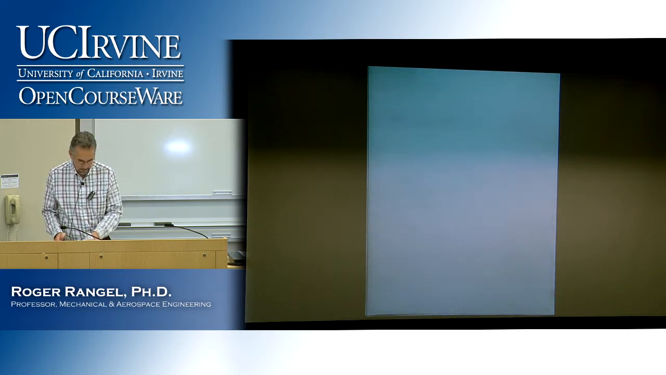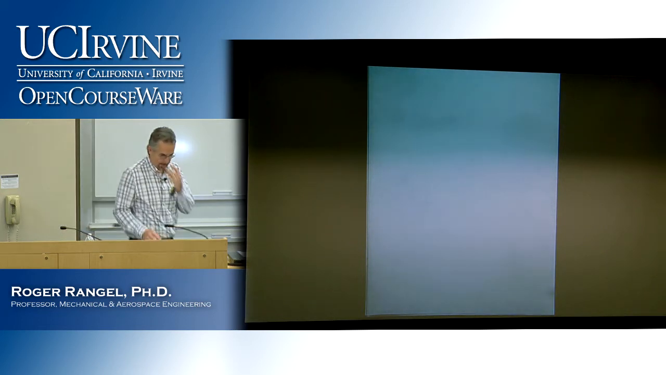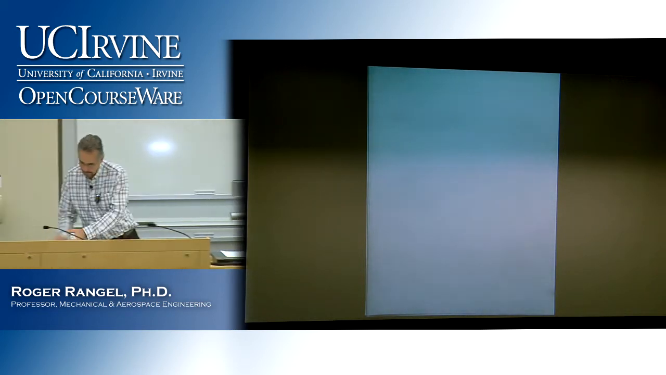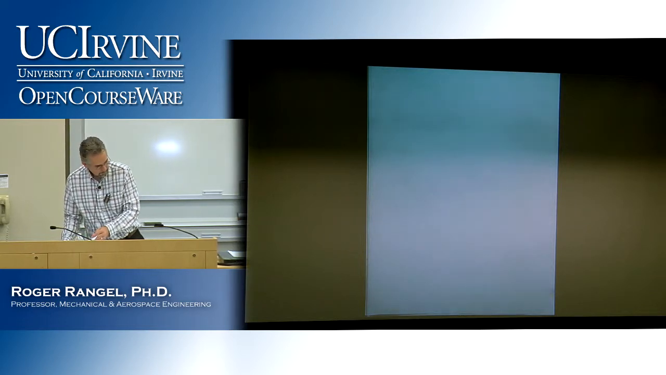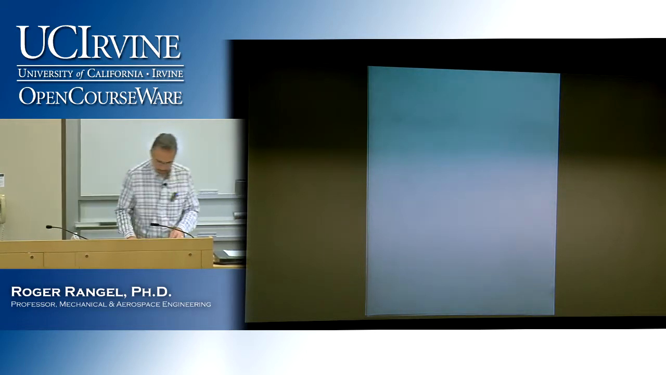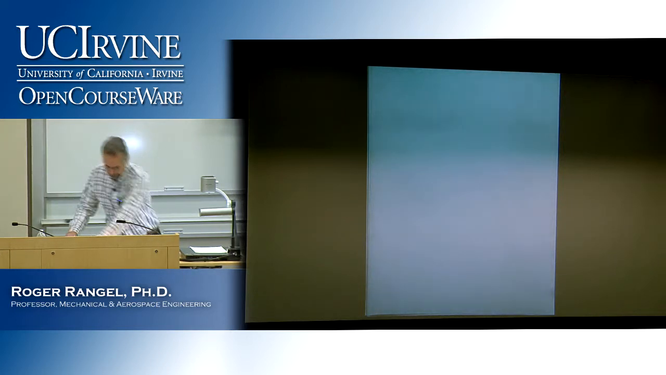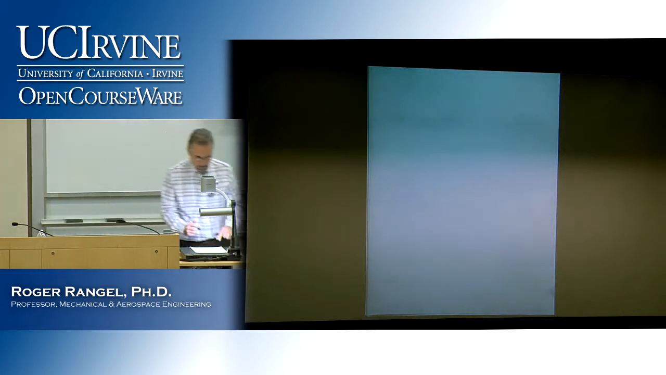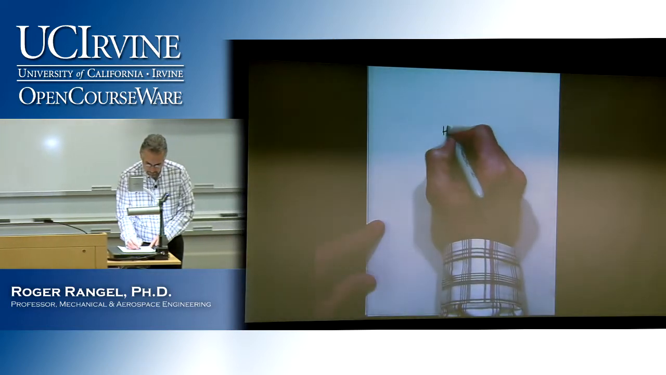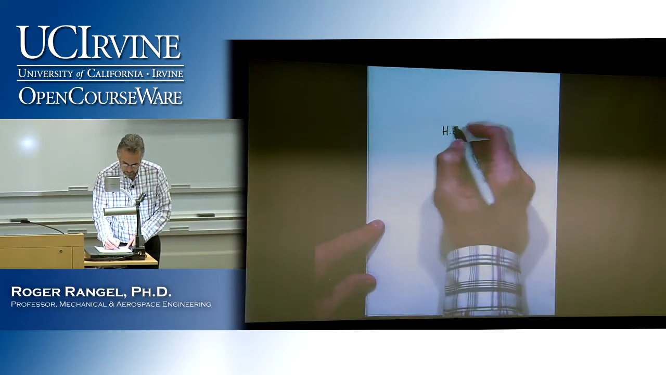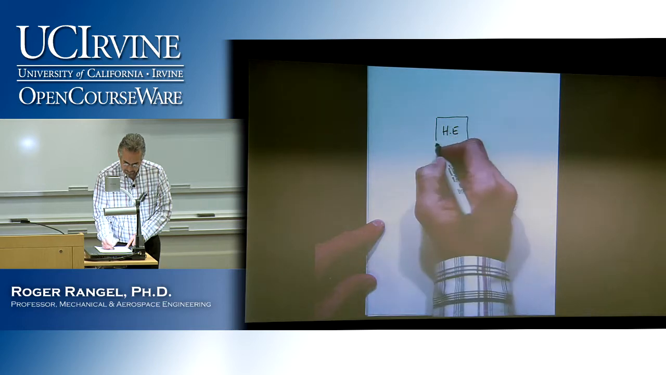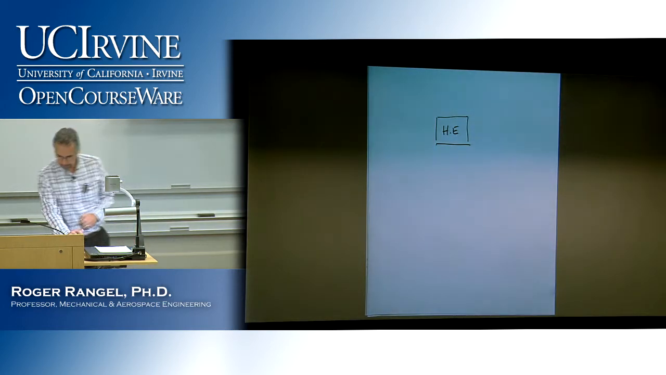This one is in your homework set. So what it is, we have a certain heat engine. Let me sketch this for you here. We have a certain heat engine, HE. Think of it as a black box for this simple example.